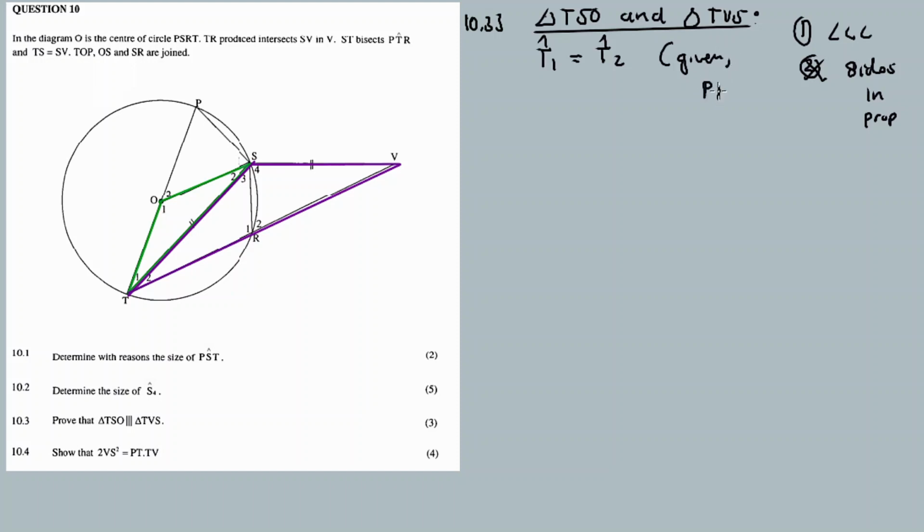We are given that SR is a bisector of TSR, and ST is a bisector of PTR. So the reason is given, even more descriptive as to why this is equal to that one. I'm proving the second angle, and therefore the third angle.